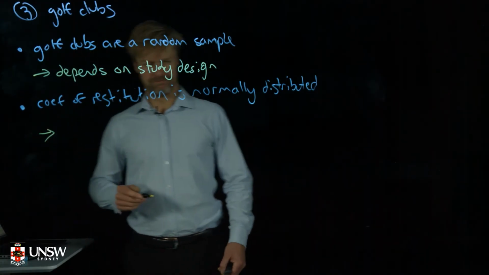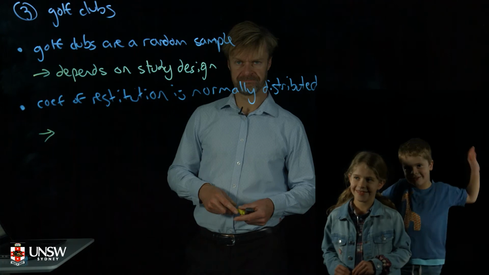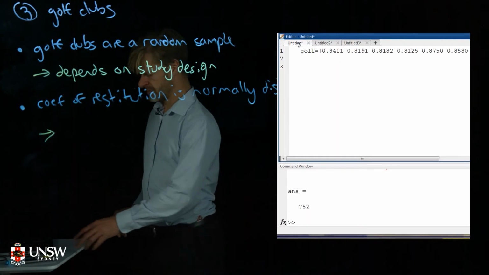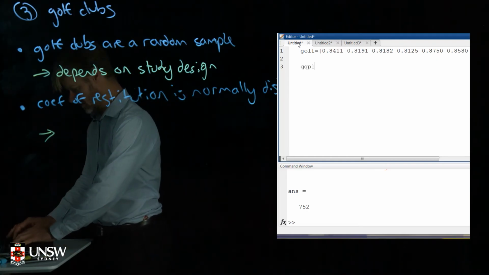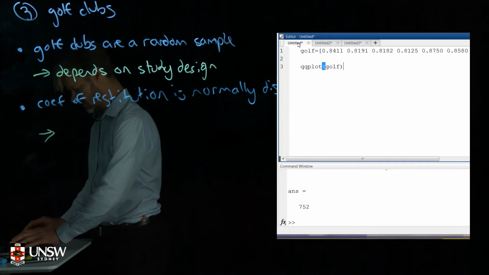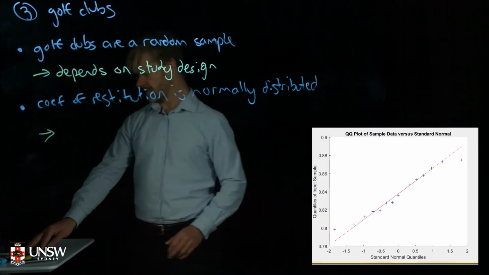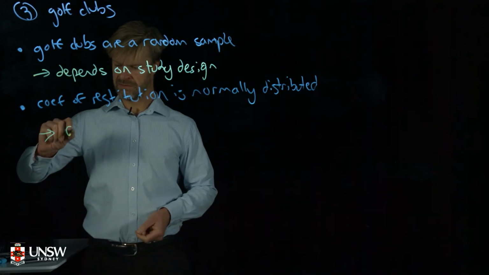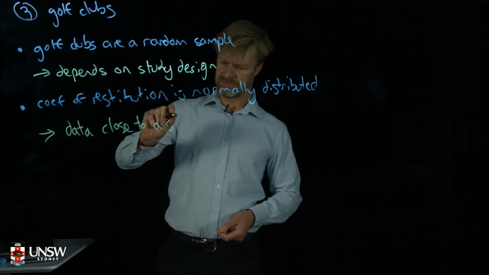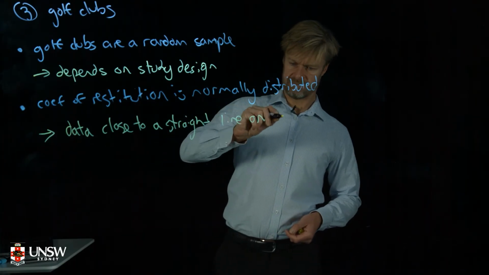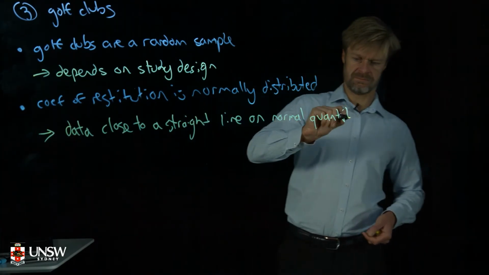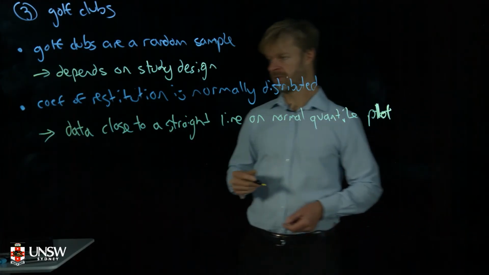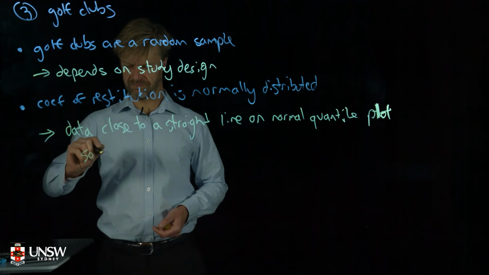All right, how do we check normality? A normal quantile plot. That's right, kids, a normal quantile plot. So let's go Q plot of golf. And there it is. Seems to be approximately a straight line. So the data are close to a straight line on the normal quantile plot. So seems reasonable.